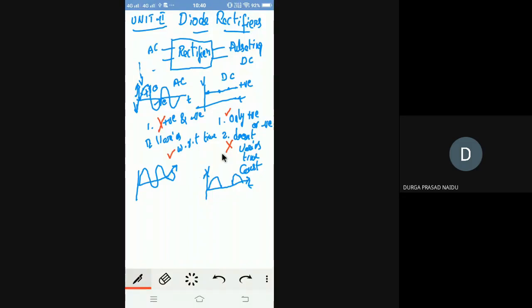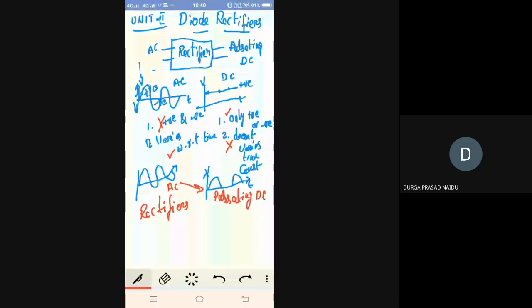That's why it is called pulsating DC. So this signal is called pulsating DC. So our rectifier is an electronic circuit. Rectifier is an electronic circuit which converts AC to pulsating DC. It is an AC signal. Our rectifier converts AC to pulsating DC.